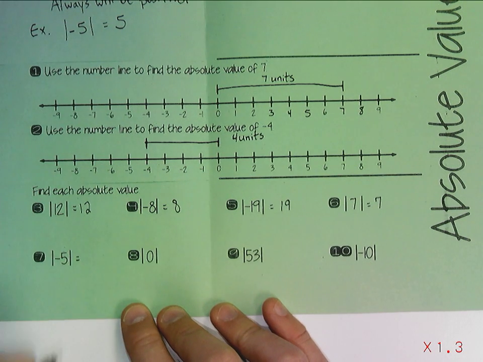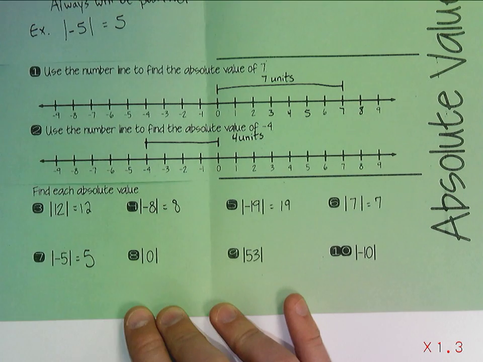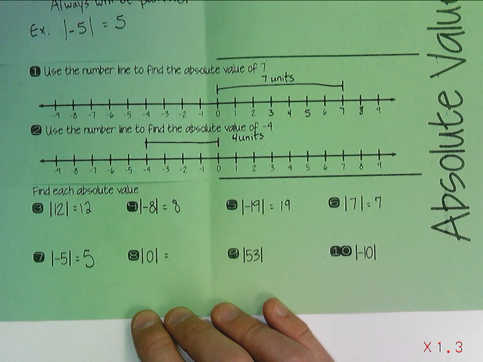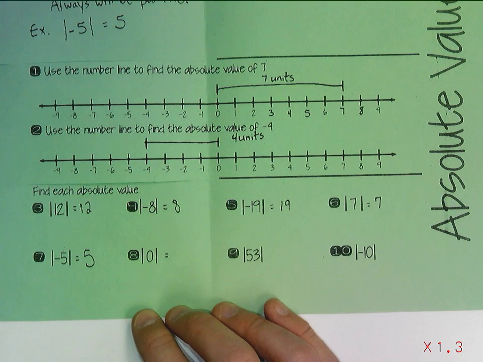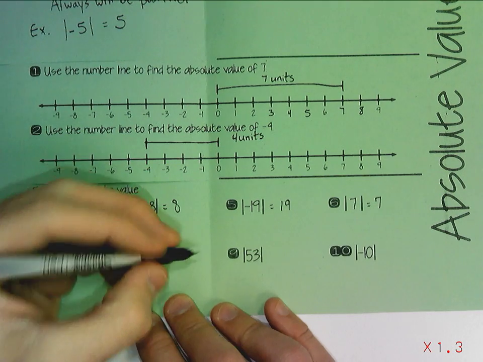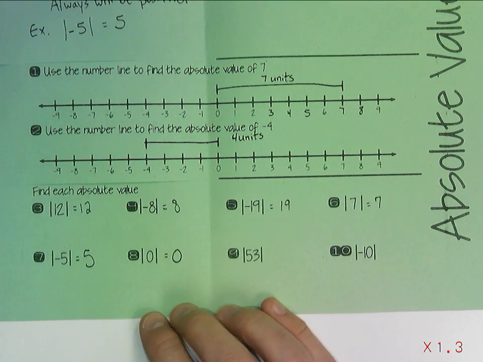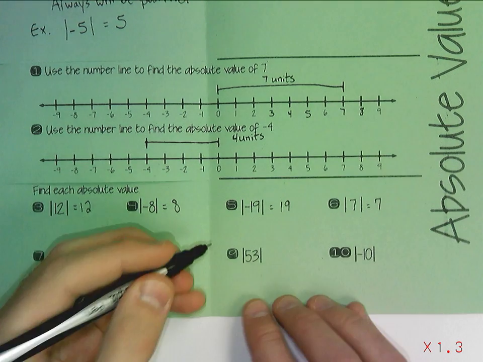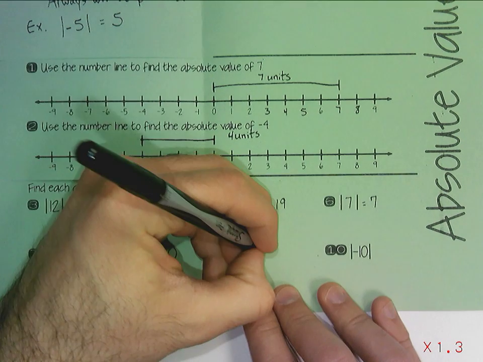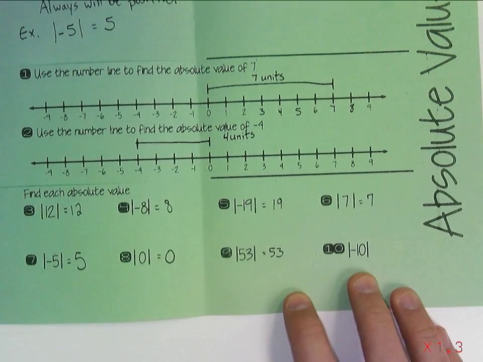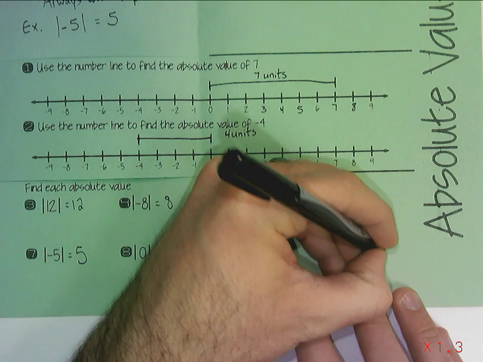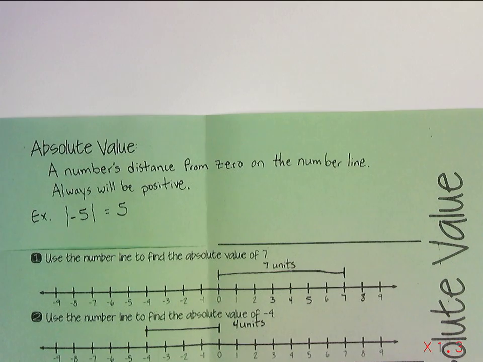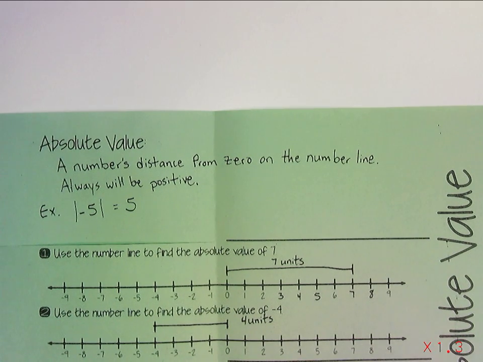So negative 5 would be 5, 0. Well, this is kind of a tricky case in this sense, but absolute value of 0 is just going to be 0. It's 0 spaces away from itself. How far away is it from 0? It's 0. Absolute value of 53 is going to be 53, and absolute value of negative 10 is just going to be 10. Remember, coming back to the definition with these, it's just a number's distance from 0 on the number line, how far away it is.